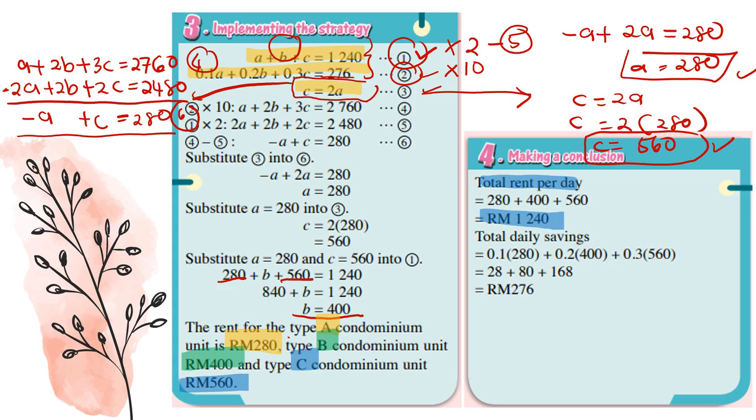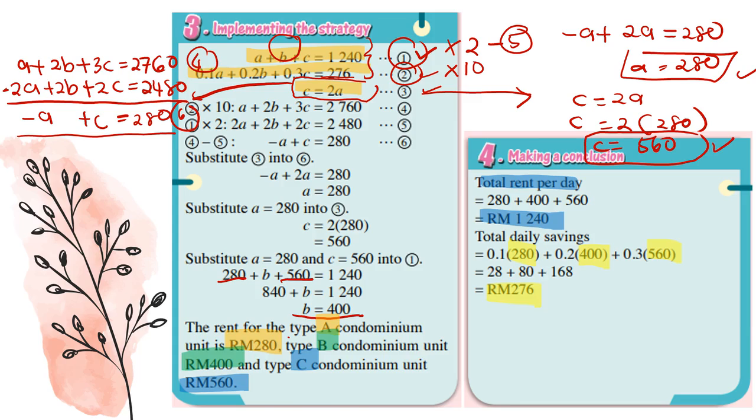Or you can also check the value for equation number 2, which is 10% for unit A, 20% for unit B, and 30% for unit C. So the total daily saving is 276. This was already mentioned in the question. So this is for you to check the answer. The answer is here: 280 ringgit, 400 and 560 ringgit.